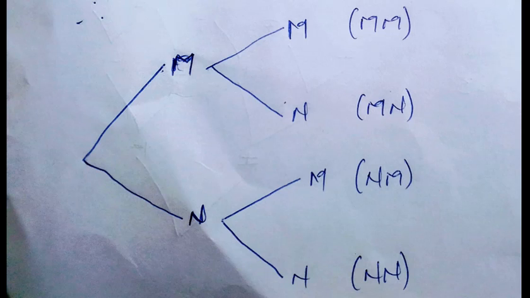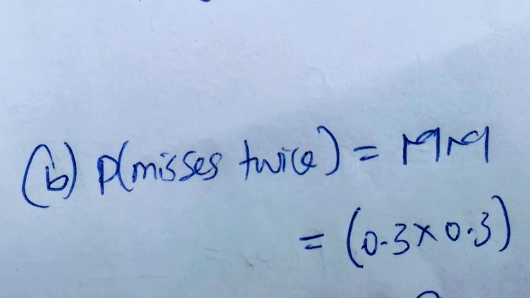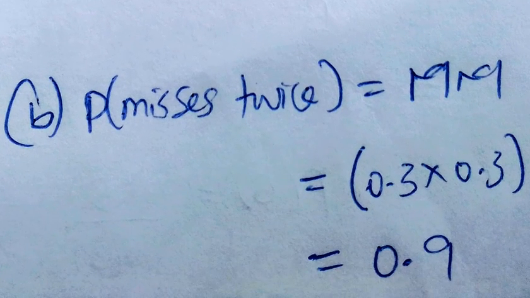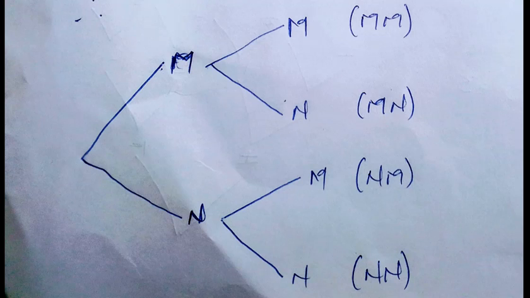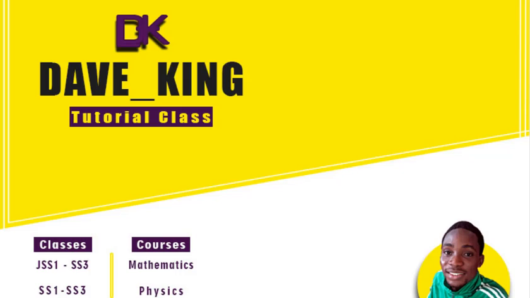Now, solving this, the probability of missing once becomes MN or NM. That means miss and not miss, not miss and miss. So solving, we're going to have that as 0.3 times 0.7 plus 0.7 times 0.3, leaving our answer as 0.49. And for B, the probability that he misses twice. From our diagram, we can see that he misses twice just once. That's MM. In which case, we have that as 0.3 times 0.3, leaving our answer as 0.9.